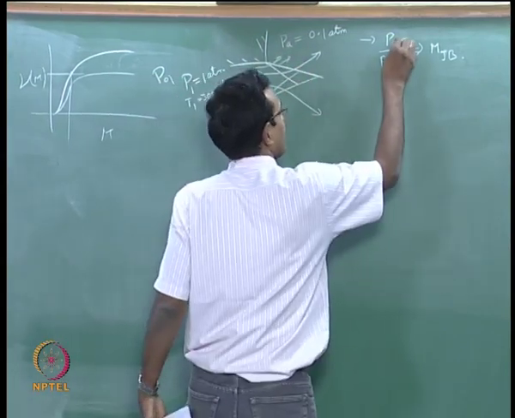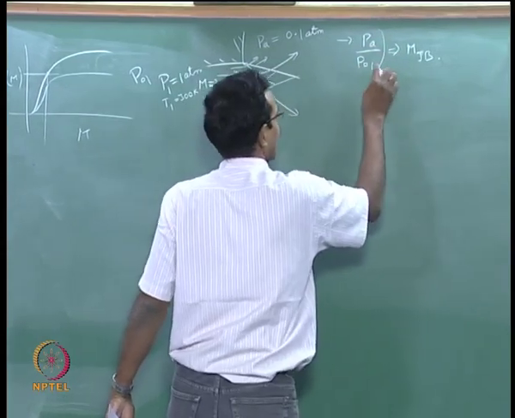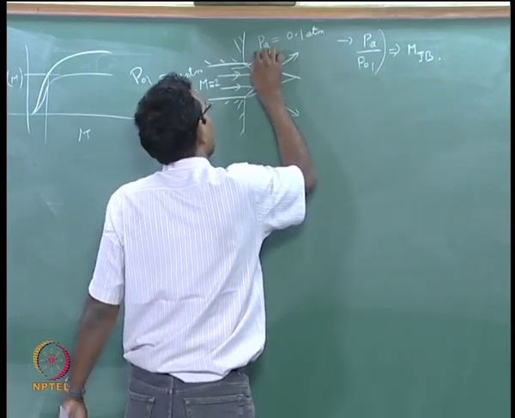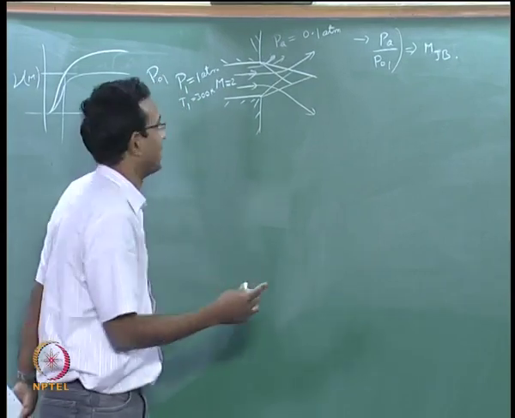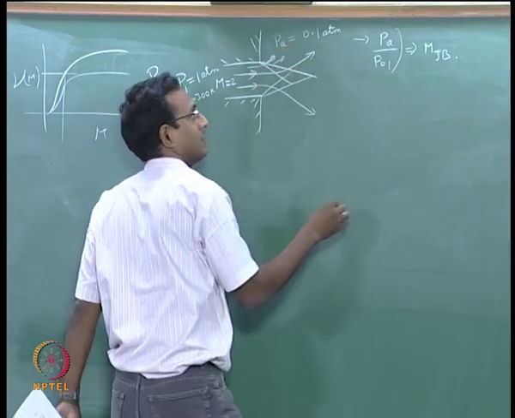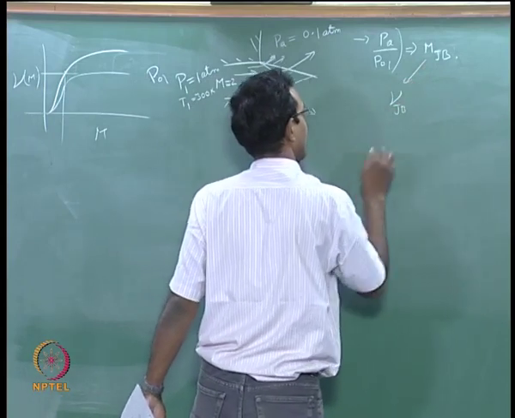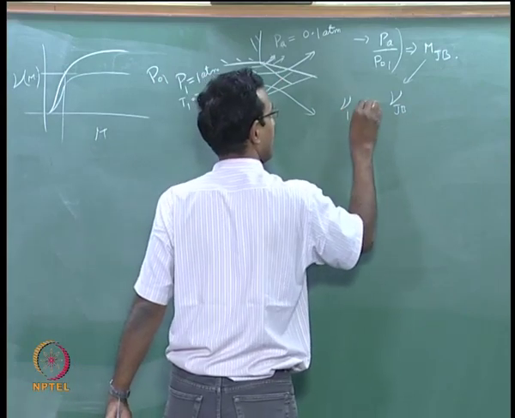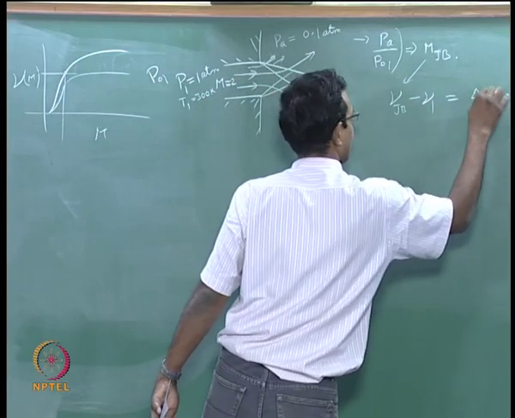How will I find this Mach number? I am having Pa by P naught, that from isentropic tables for gamma equal to 1.4 is going to give me some Mach number. Once I know the Mach number, I know the delta nu, right. So, I know how much it will turn by. This will give me a nu at jet boundary. I know that nu minus nu 1 is my delta theta.